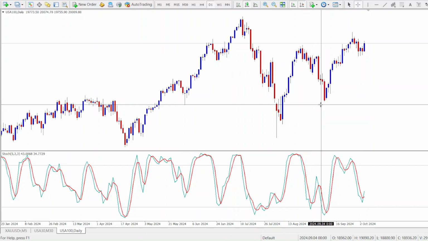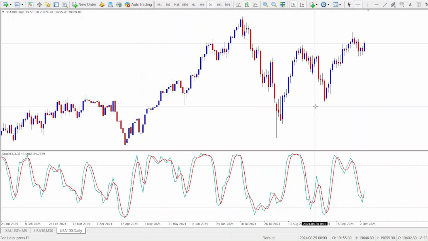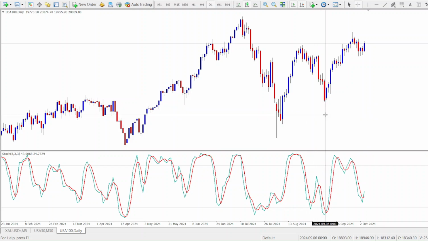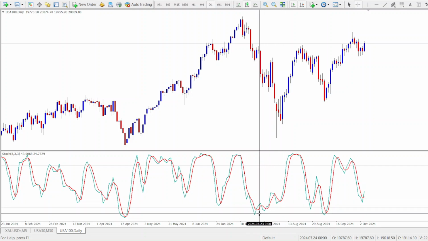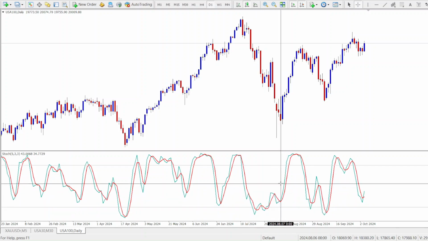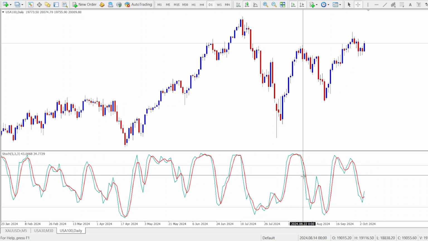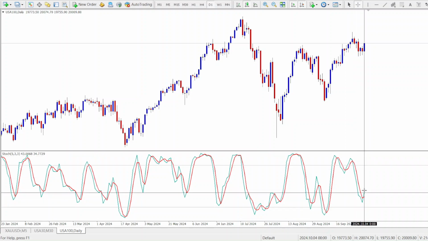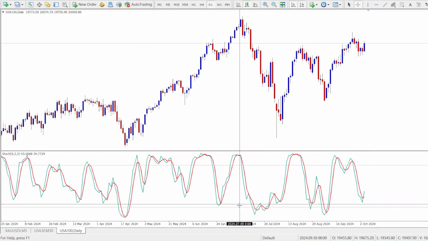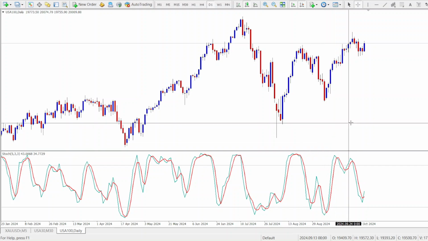And one thing I love about the stochastic oscillator is that if you are a kind of person that likes to pick trades, you can be swinging trades from the oversold to the overbought and back to the oversold and then back to the overbought and then back to the oversold. So the stochastic oscillator permits traders to do that.